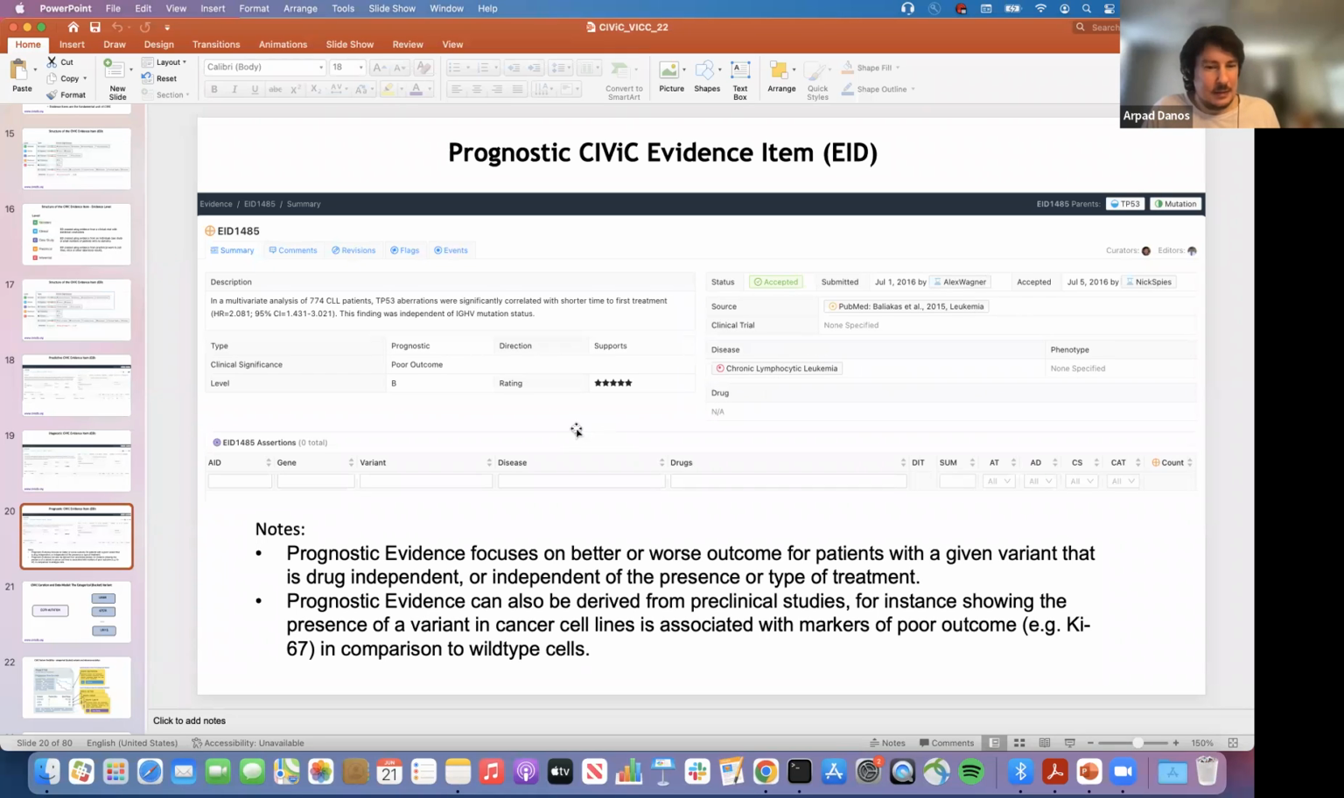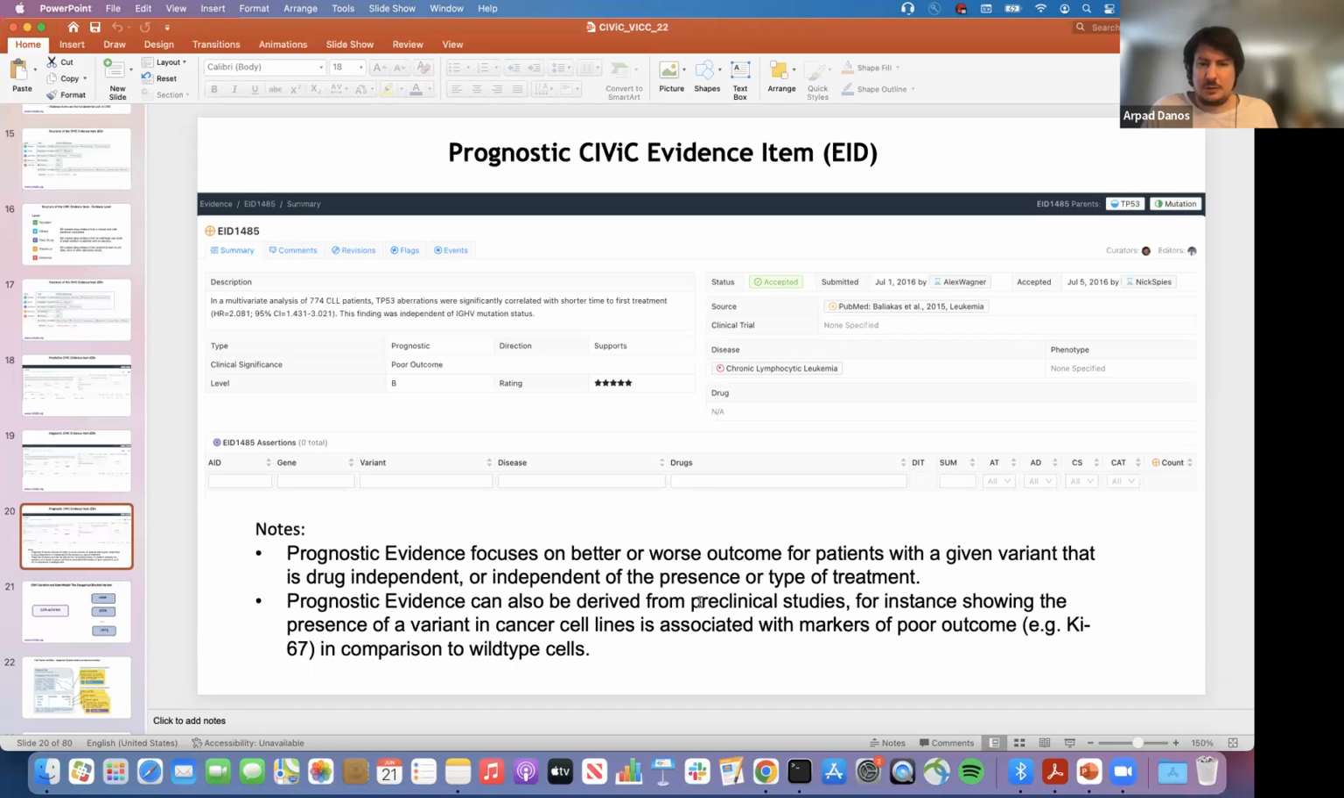One thing about prognostic evidence that is a bit of a subtlety and a nuance for the data model I like to point out is how we distinguish prognostic from the predictive therapeutic evidence type. The way we think about prognostic is that it's treatment, or drug treatment, independent. You can take a large group of patients given different treatments or no treatment. If you find in general that patients with a certain variant do better or worse, that's prognostic evidence.